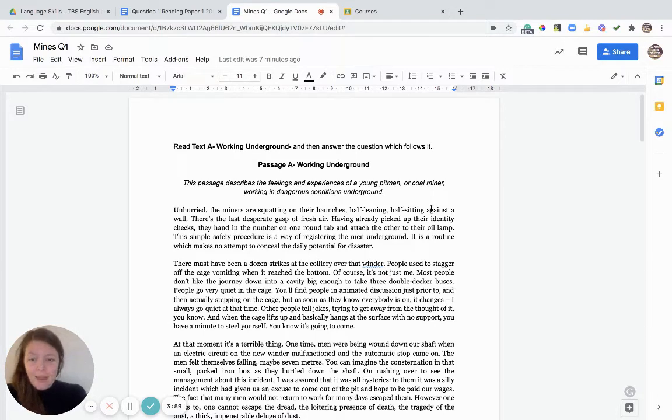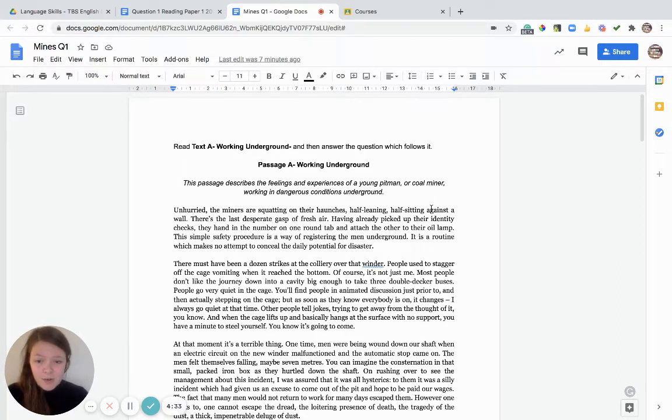Passage A. This passage describes the feelings and experiences of a young pitman, or coal miner, working in dangerous conditions underground. Unhurried, the miners are squatting on their haunches, half leaning, half sitting against a wall. There's the last desperate gasp of fresh air. Having already picked up their identity checks, they hand in the number on one round tab and attach the other to their oil lamp. This simple safety procedure is a way of registering the men underground. It's a routine which makes no attempt to conceal the daily potential for disaster.